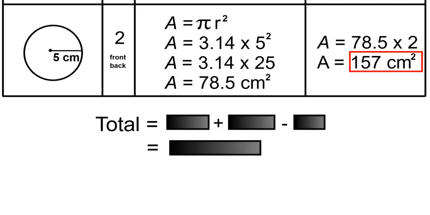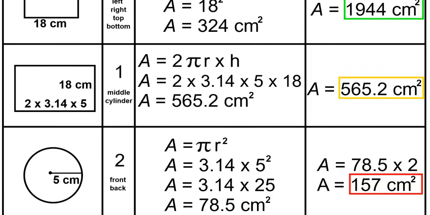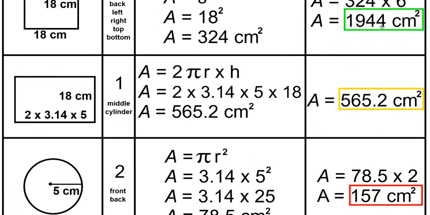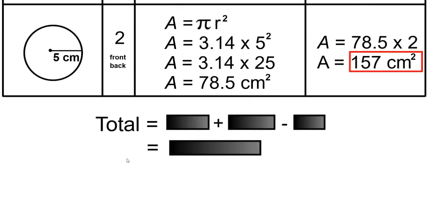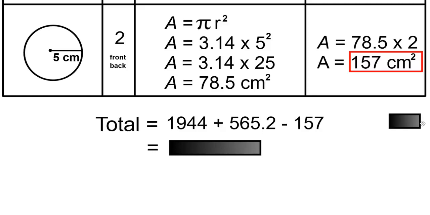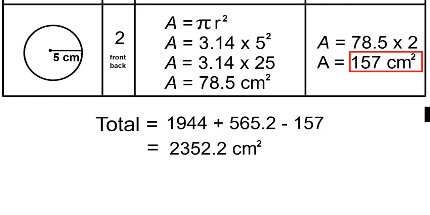Now we'll find the total area. We'll take this and add them together, and we'll subtract the 2 circles. So we have 1,944 plus 565.2 minus 157 will give us a total area of 2,352.2 centimeters squared.